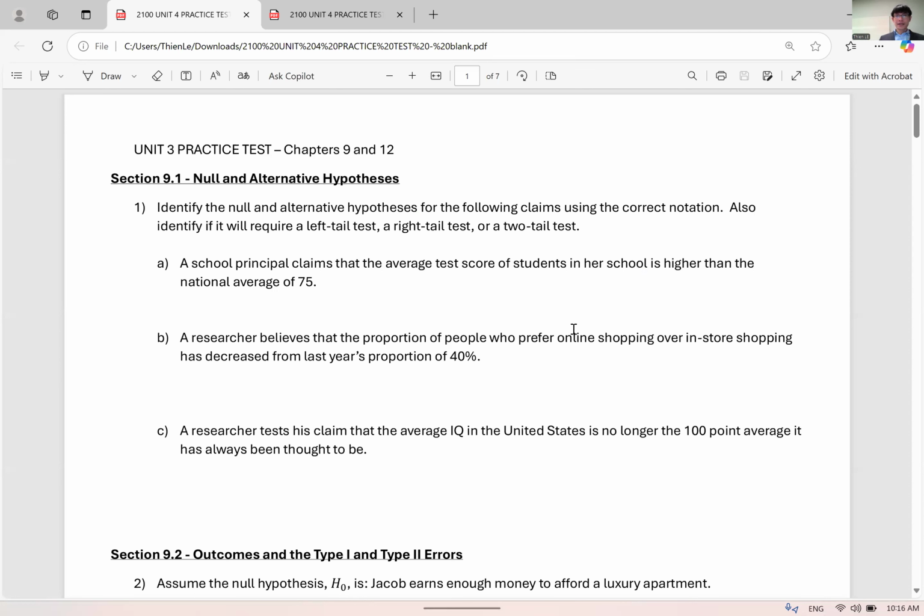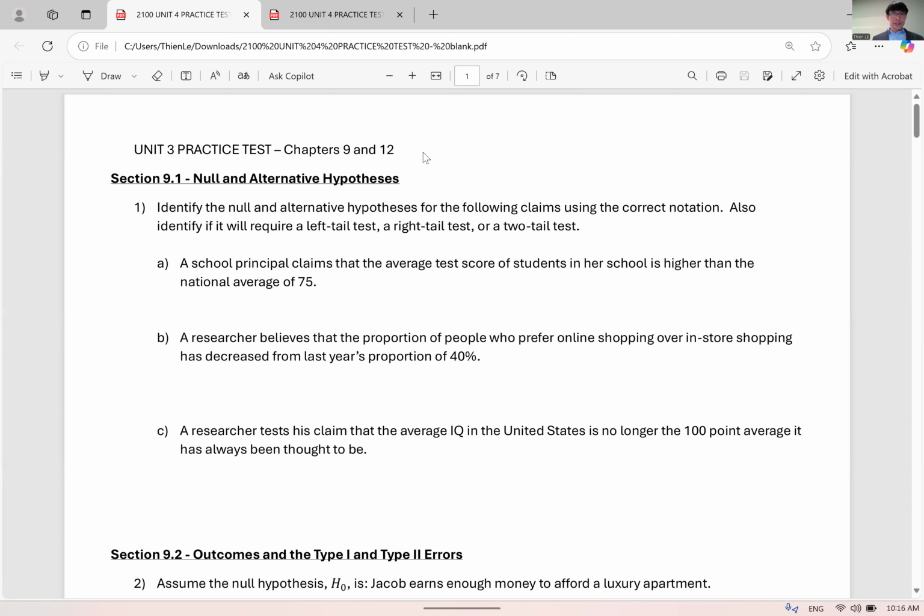Okay, and so today we will work on the Unit 4 practice test. There is a typo here. It should be Unit 4, Chapter 9 and Chapter 10 in my lecture notes, or Chapter 12 in the textbook. Okay, we will use 10 instead of 12 to make it consistent.